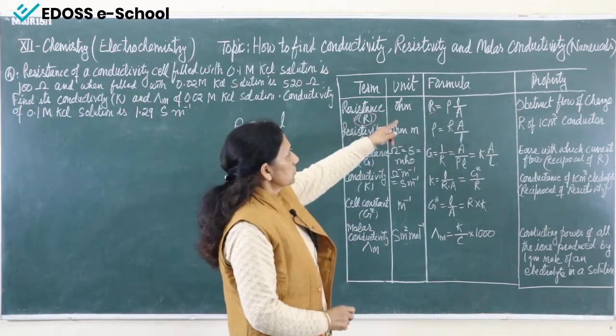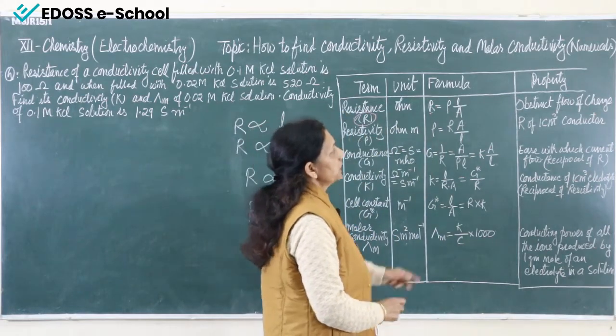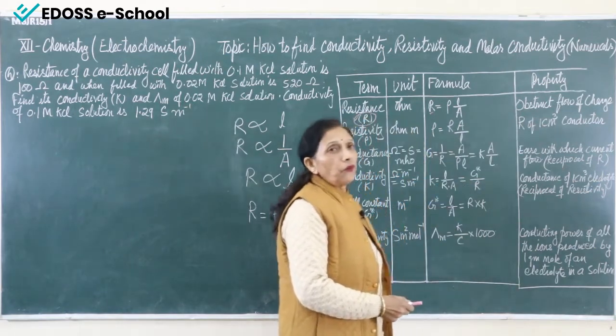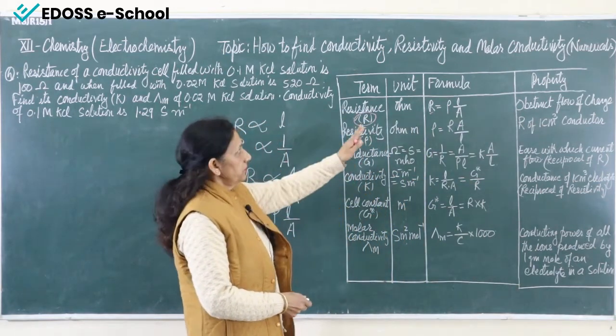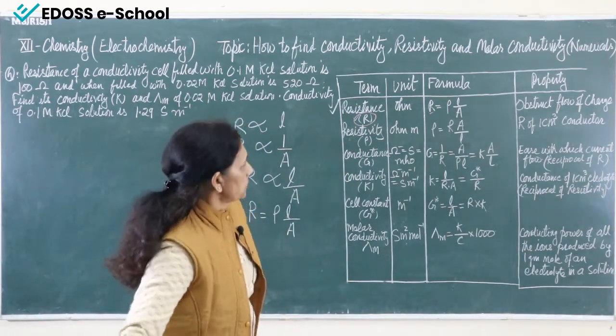According to this, how can we define resistance? We can say that this is the property which obstructs the flow of a charge. So this is our first term, resistance.